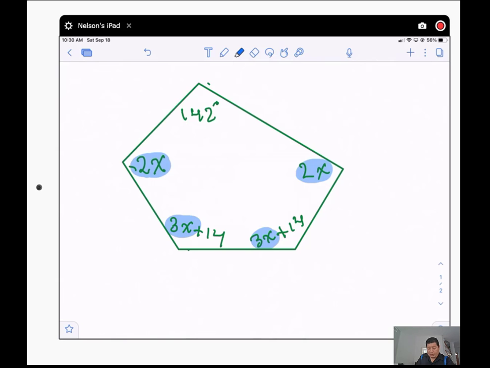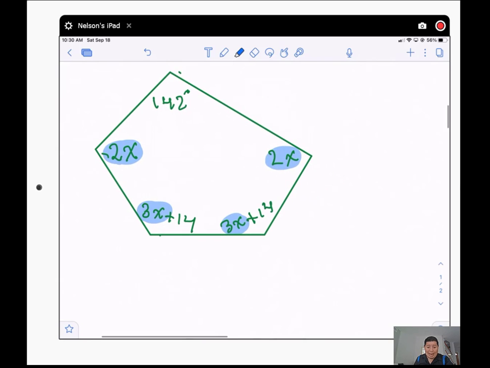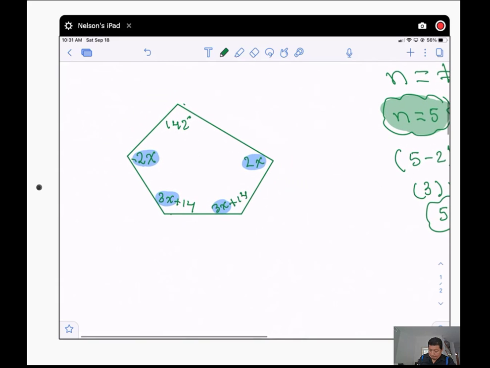And what you want to do is add all of those up. Those are considered like terms. And this is mental math, so please follow along. 2x plus 2x makes 4x, plus 3x, 7x, and then plus 3x, that makes a total of 10x.